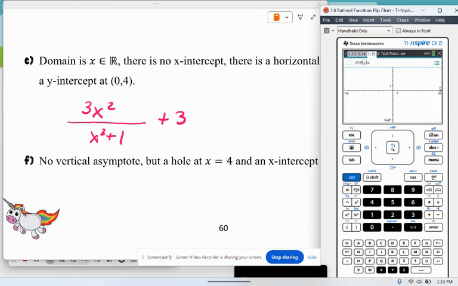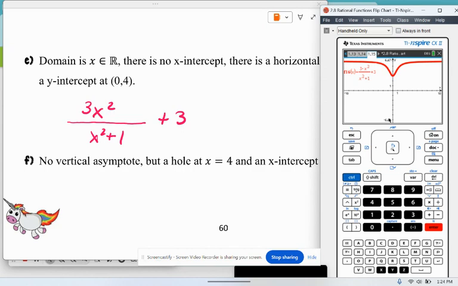Get out your calculator because you're going to need to mess around with one of these on the test. So let's practice messing around with these right now, okay? So I've got 3x squared over x squared plus 1, and then I've got plus 3.